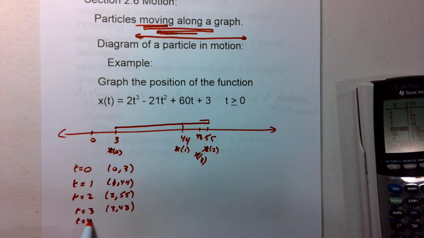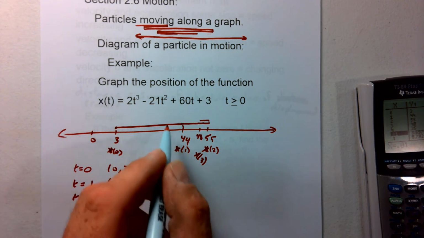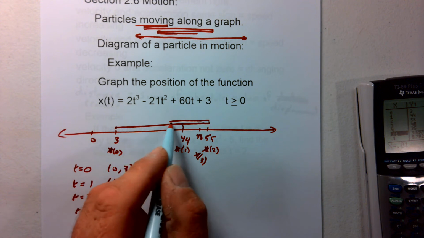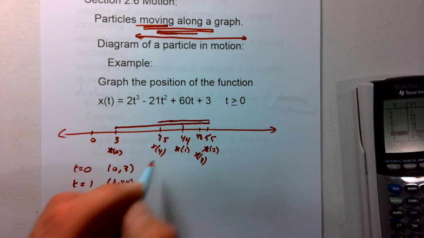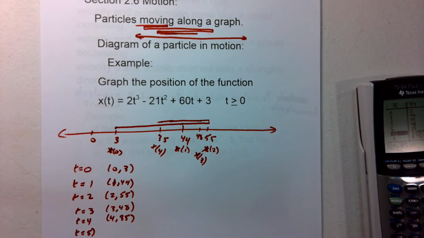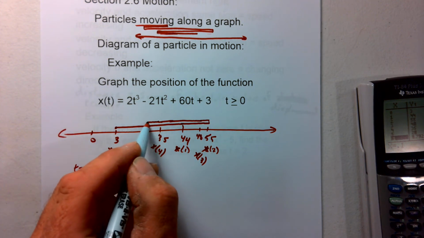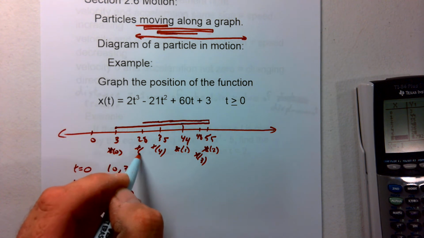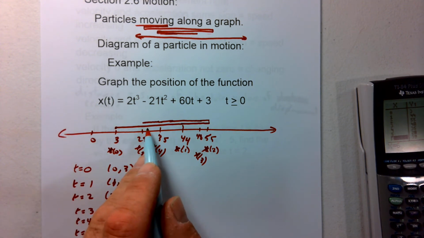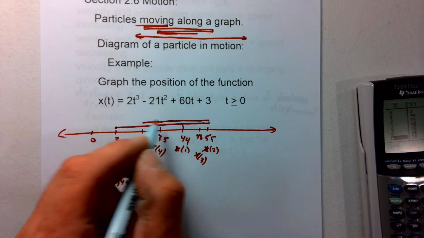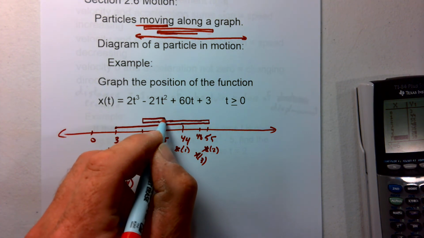At time 4, we're at 35. So we're going to continue back a little bit more here to 35. And that's at time 4. At time 5, we end up with 28. So again, we're coming back even farther, to 28, and that's at time 5. At time 6, we're going to be at 39. So at time 6, we were going left, and now we're coming back. So we come up, and we're coming back to 39.